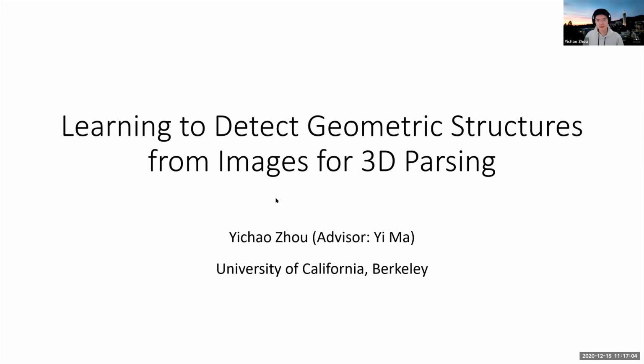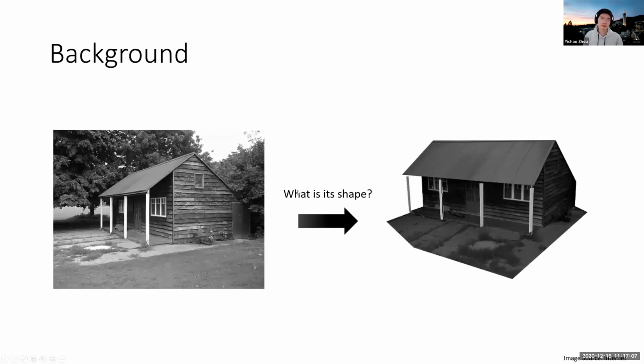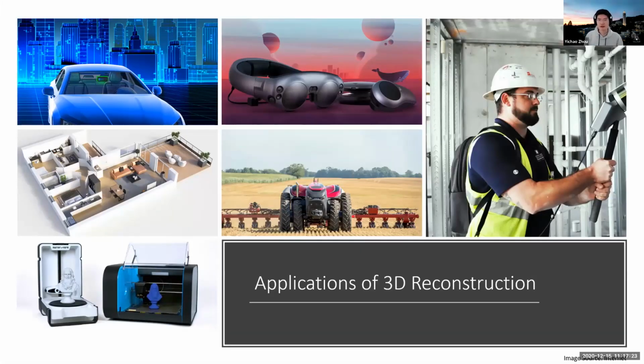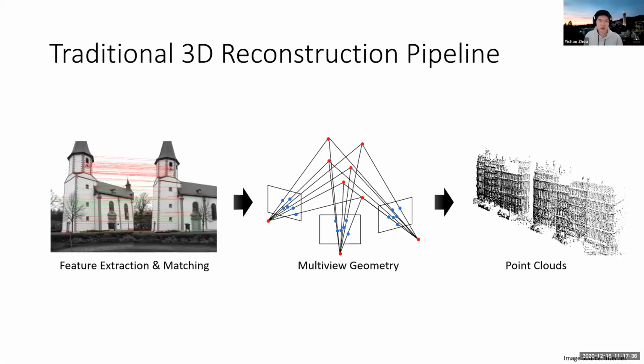Okay, let's get started. So a little bit of background about 3D reconstruction. Basically, from sensor data like RGB images and computer algorithms, we determine what is the underlying geometry, the underlying shape of the scene. 3D reconstruction has a wide range of applications: autonomous driving, AR, VR, agriculture, industrial construction, 3D printing, indoor modeling, a lot of applications. So let's see how the traditional 3D reconstruction pipeline works.